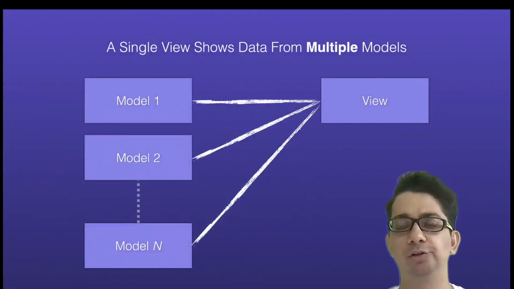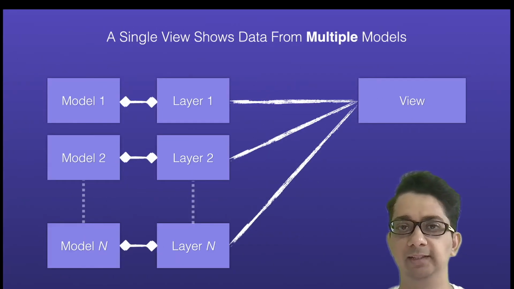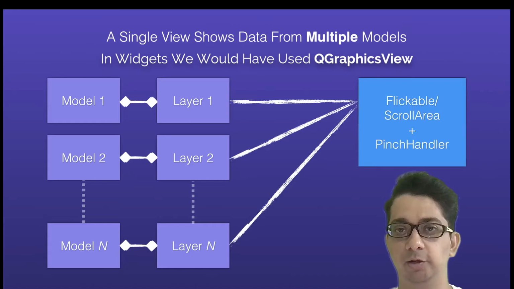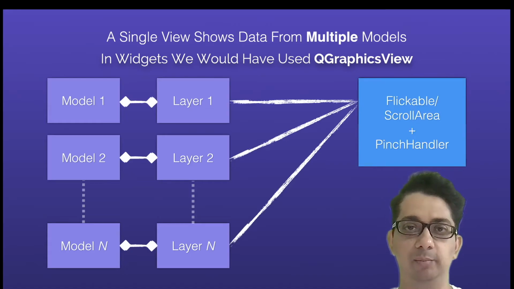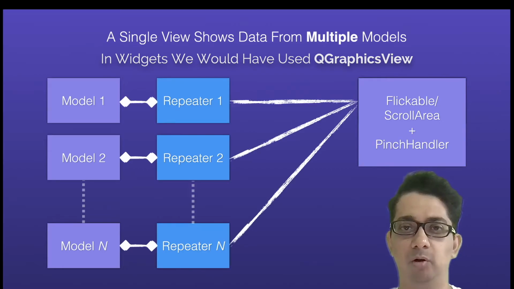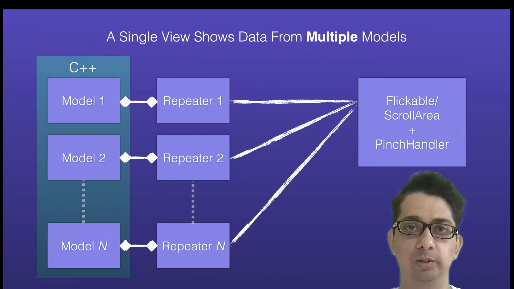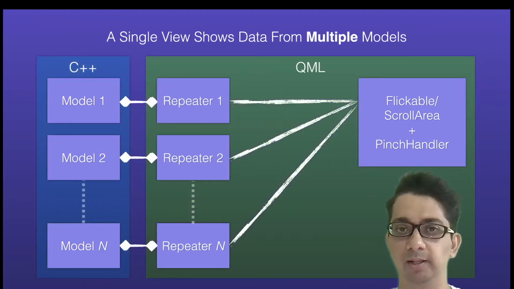Such problems are usually broken down as follows. A single view is considered to have multiple layers, where each layer is showing data from a single model. When we try to implement this using Qt and QML, the view will be implemented using flickable or a scroll area and a pinch handler. Each layer will be implemented using repeaters, and the models will simply be C++ models. So all the models will be in the business logic or the data layer, which is in C++. All of the views will be in the UI or the QML layer.